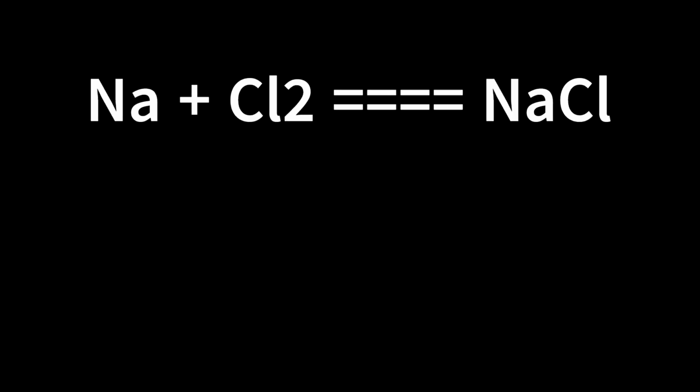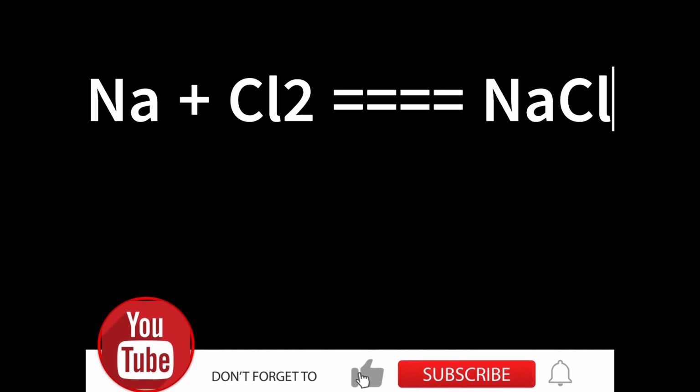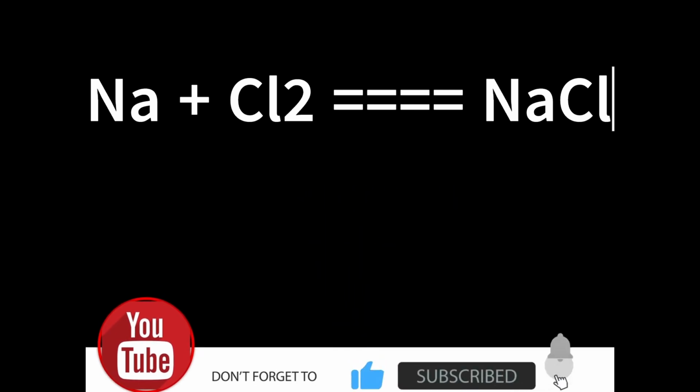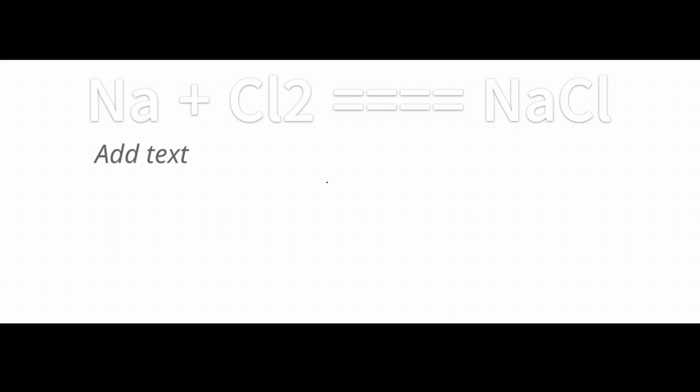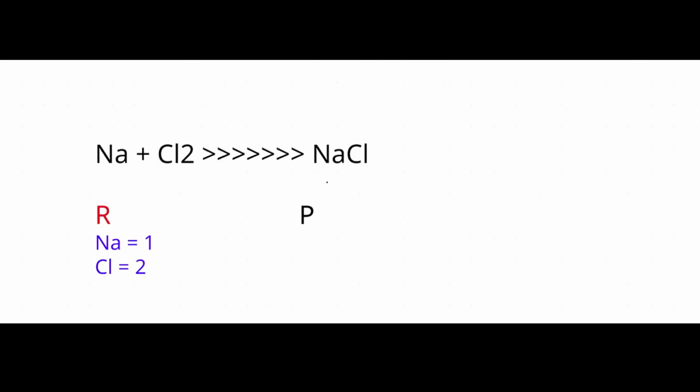Example: sodium plus Cl2, chlorine, gives sodium chloride. The reactants are sodium and chlorine, and the product is sodium chloride. How to balance this equation? The first step is to write the reactants.